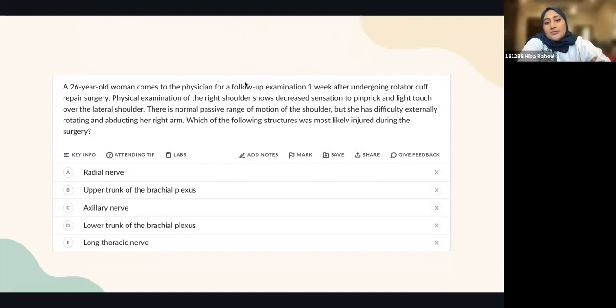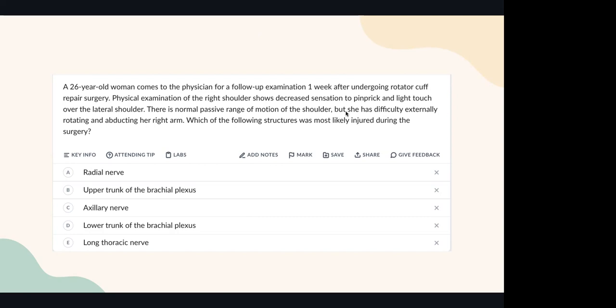Someone else, please unmute and try to attempt this. It's okay, I'll help you if you don't know. Don't worry. Anyone, come on. It's okay, we'll help each other. I will help you solve it. How about just someone unmute and read it, and we'll solve it together, okay? I think it's axillary. Okay, do you want to read it?